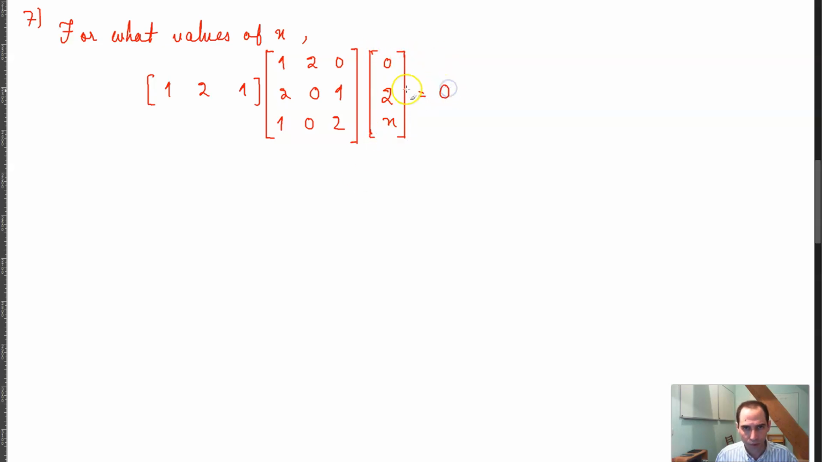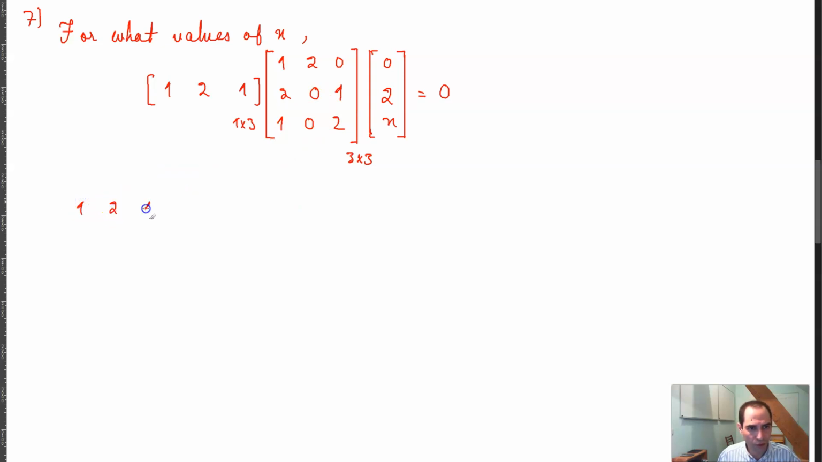equal to O. So I think what I can do is multiply this matrix by this matrix, and then multiply whatever I get by this matrix and equate that to O, and then we'll get some value for x. Meaning that this is a 1 by 3 matrix, this is a 3 by 3 matrix. That means that I get a 1 by 3 matrix there, and then I will calculate the rest later. So let's do this part first.